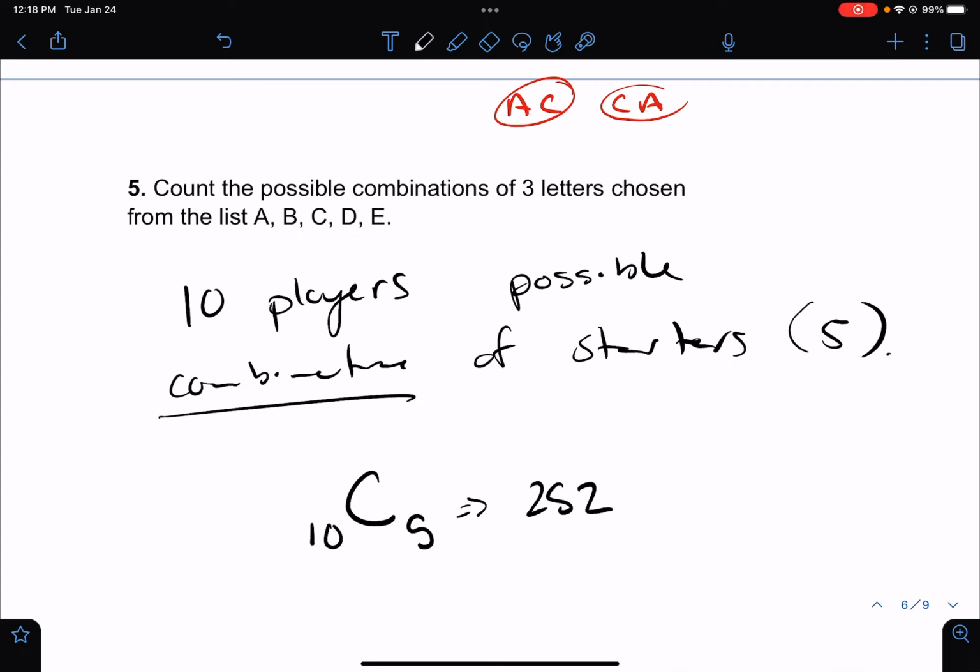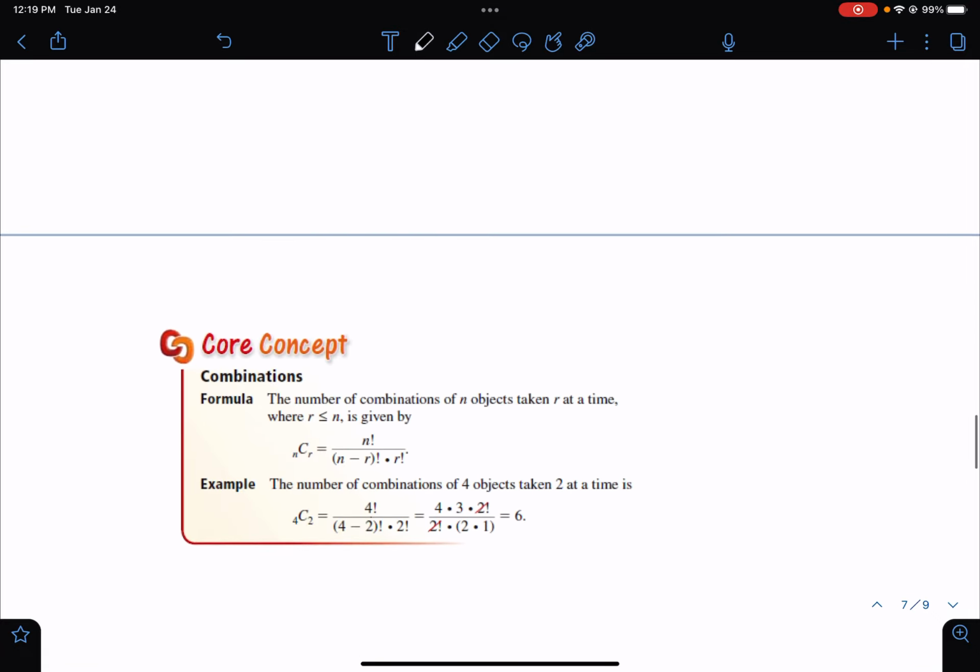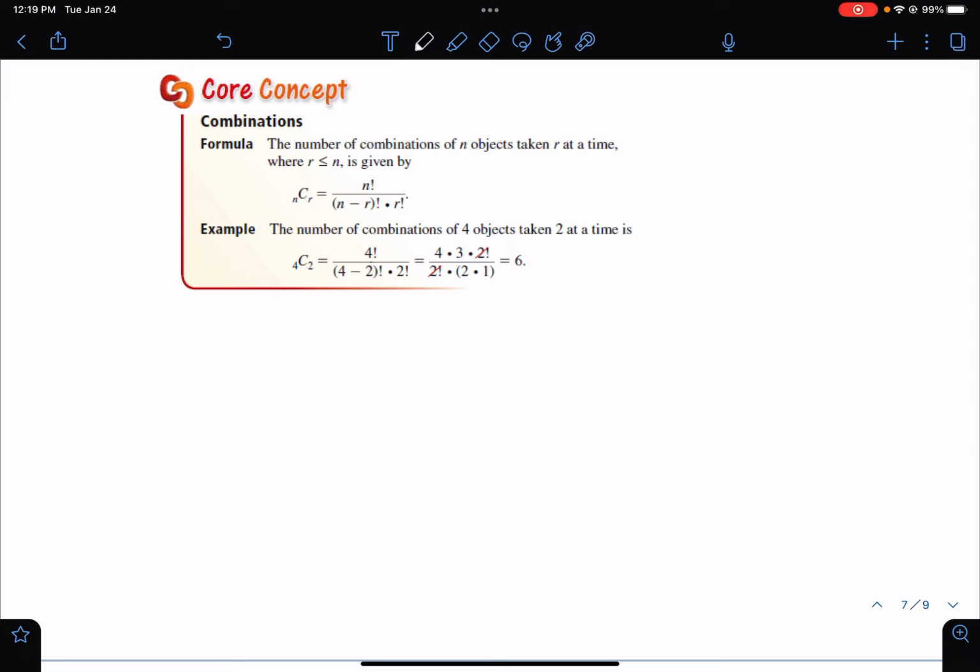If I had done permutations, that's going to be a lot bigger. But just with 10 players, there's 252 different starting lineups that you could come up with, which you think about a coach trying to pick what players are going to start the game. That's a lot of different combinations for them to sort through, and hopefully their players are skilled enough that they know which 5 and they don't have to randomly choose, right? So there's an example in the book. Again, we're not going to worry about the formulas. We're going to worry about that button right there in your calculator, okay? As long as you can find that button, you can solve the combinations.